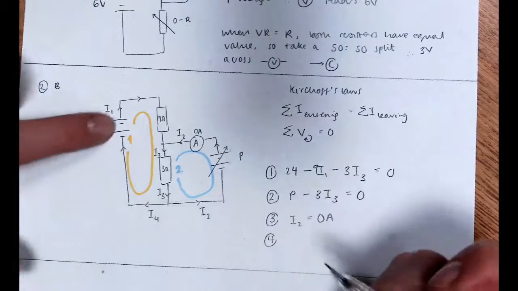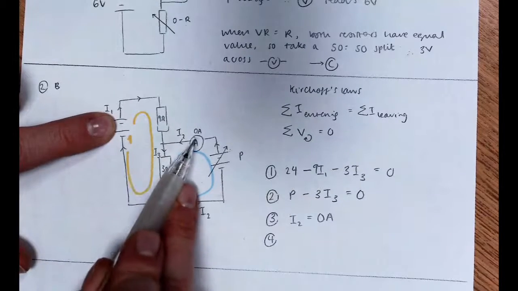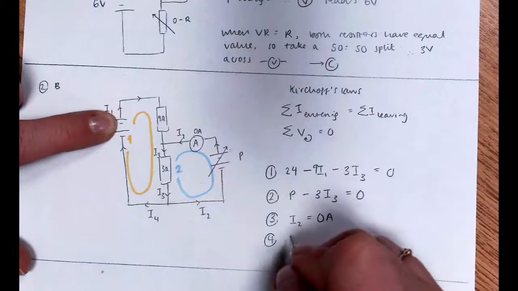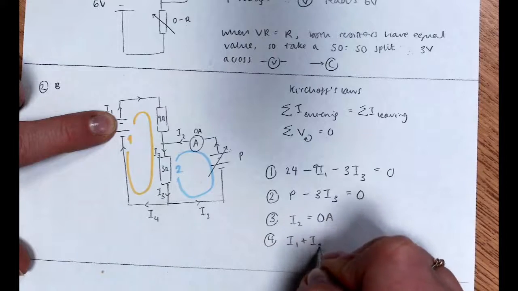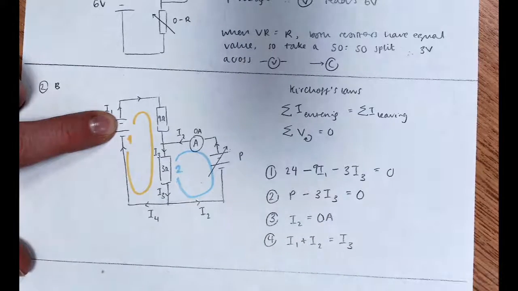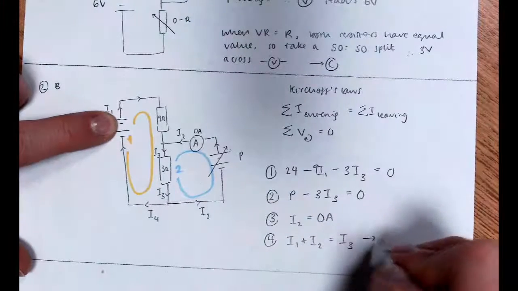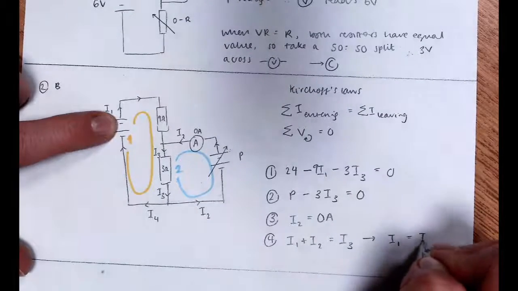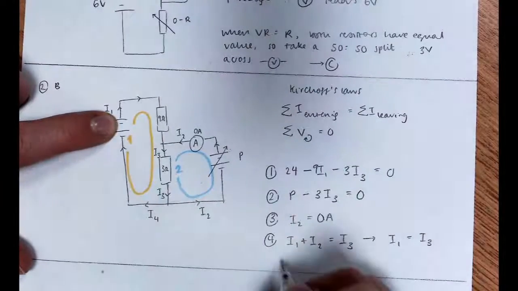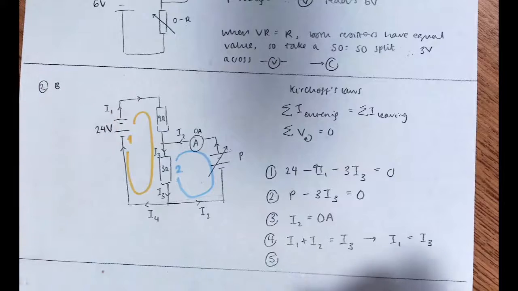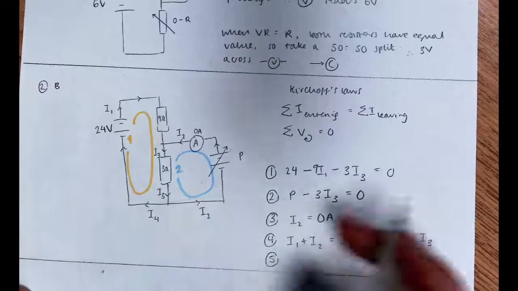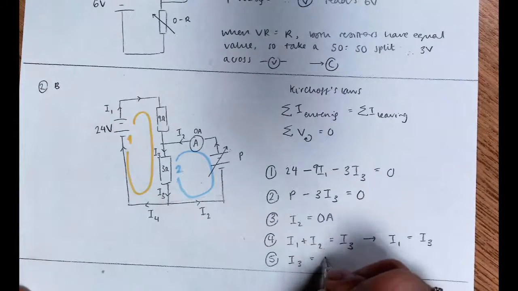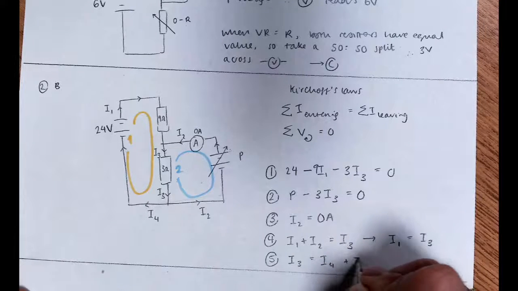So, I1 plus I2 must equal I3. But we know that I2 is 0, so I can say I1 equals I3. What else do we know? We know that I3 is equal to I4 plus I2.